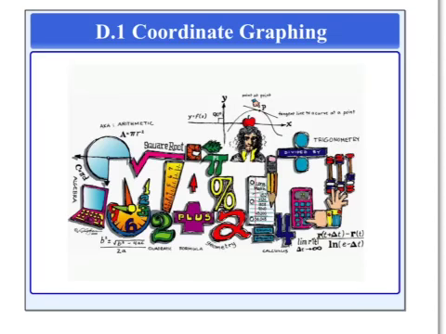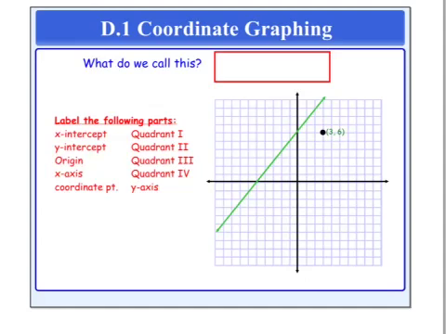With Chapter D, we're getting into coordinate graphing. What we call this is a coordinate plane, and we want to label all of the different parts. So, I'm going to start out by labeling the x-axis over here, the y-axis here.